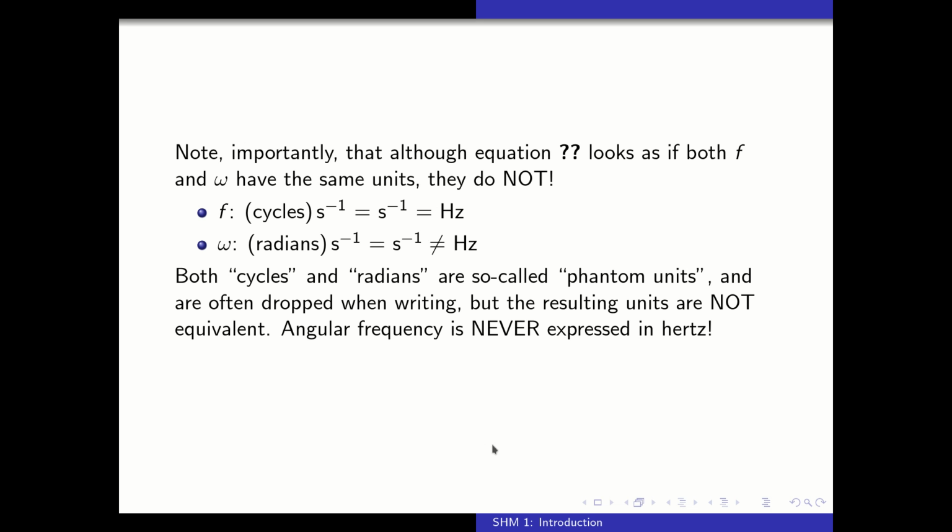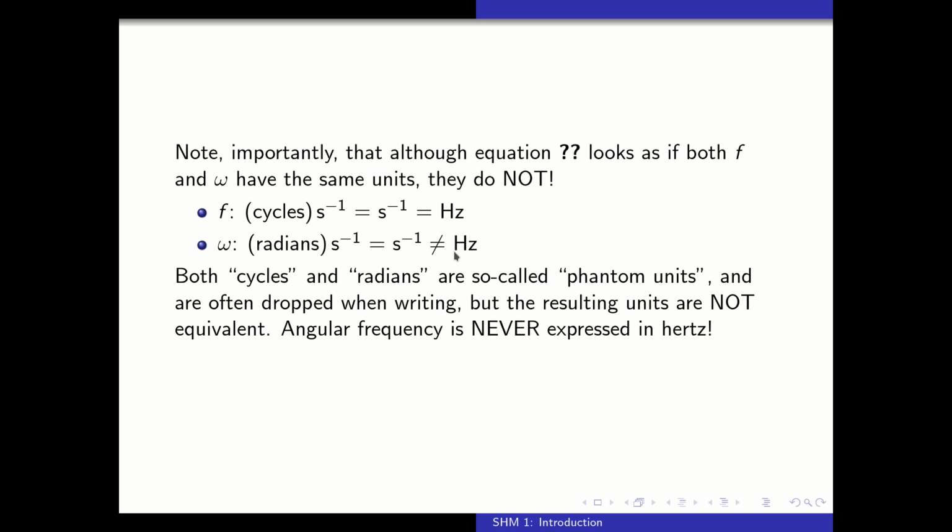The important gist of this is, when we talk about f, we are really looking at cycles per second. Even if we just write it as a per second and we call it a hertz, there's this sort of invisible cycles in there. Omega has this invisible radians in there, so it's radians per second. Now, both of those we can write as per second. But while this per second is a hertz, a cycle per second, this one is not. Be very careful with this.